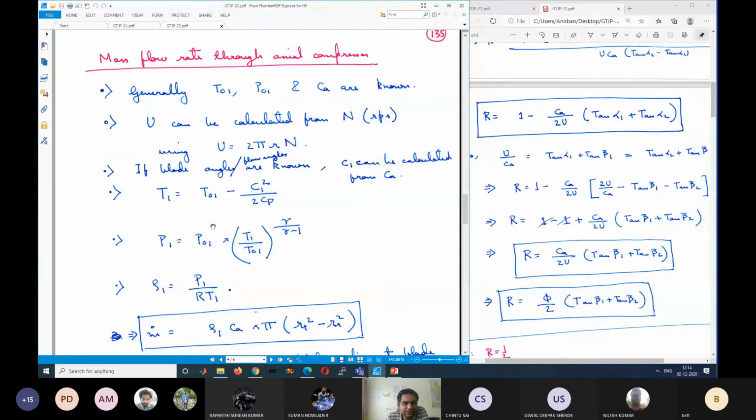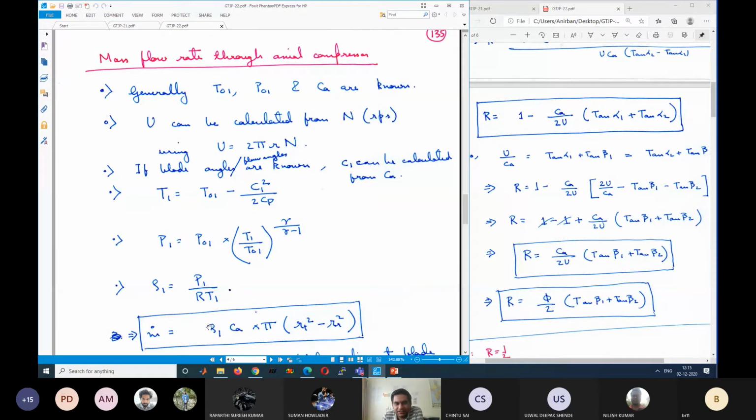To relate this, we first need to find out the density, because mass flow rate is given in terms of density as m dot equal to rho 1. At the inlet, density is rho 1. So rho 1 C_A, because it's in the axial direction we have to consider. Rho 1 C_A, and what else is there? Area A1. Okay, rho 1 A1 C_A.